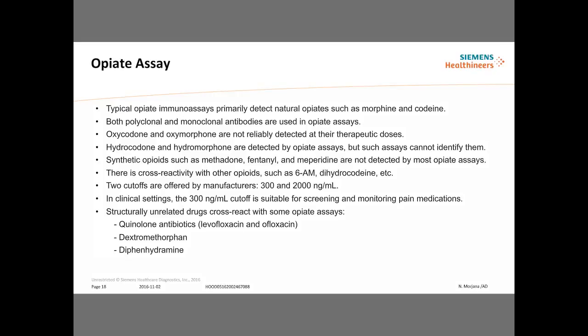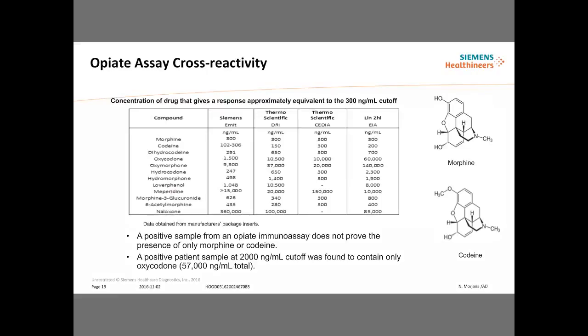Structurally unrelated drug cross-reactivity with some of these opiate assays is quite common, and this is an example of a structurally unrelated drug interfering with an opiate assay. In this table is a comparison of the cross-reactivity of four opiate assays at a 300 nanograms per mil cutoff. As you see, all the assays detect codeine and morphine very well.